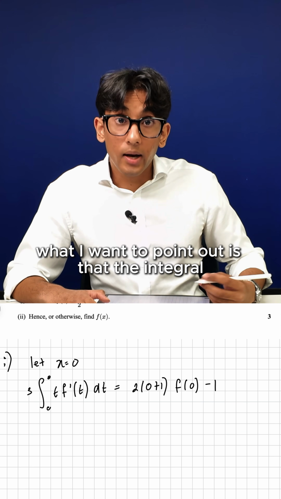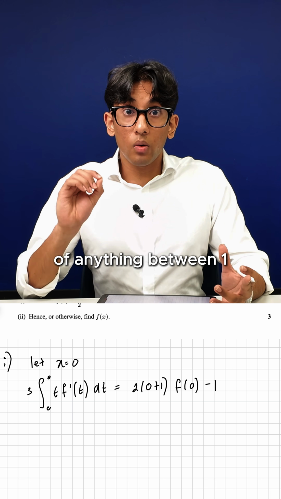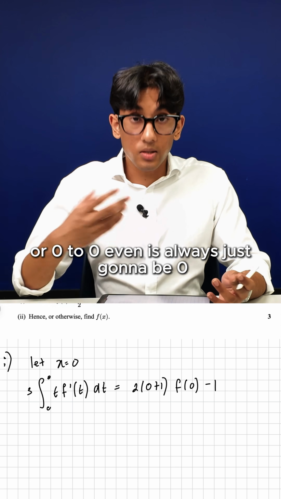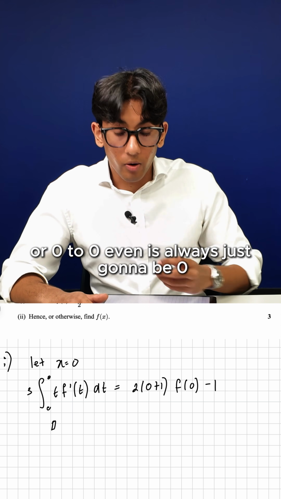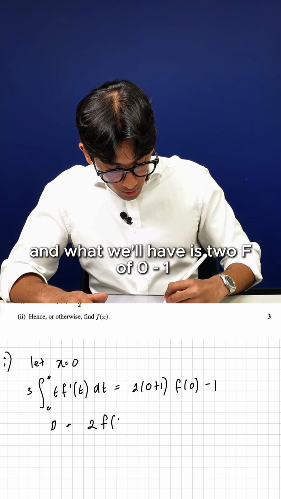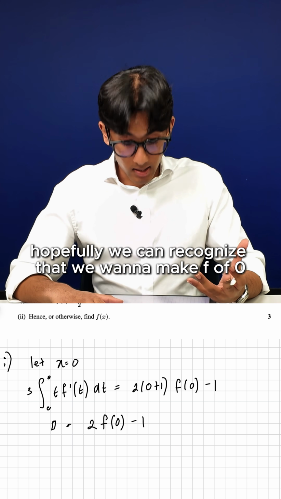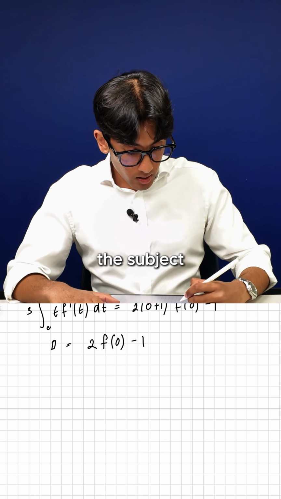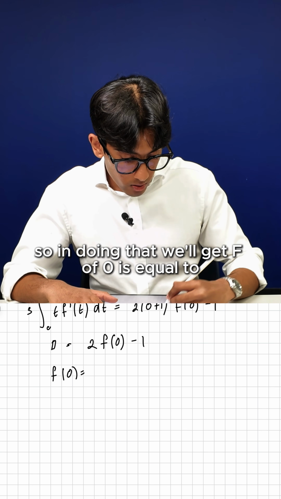So what I want to point out is that the integral of anything between one bound to the same bound, or 0 to 0 even, is always just going to be 0. And what we'll have is 2 f of 0 minus 1. Now hopefully we can recognize that we want to make f of 0 the subject, so in doing that we'll get f of 0 is equal to a half.